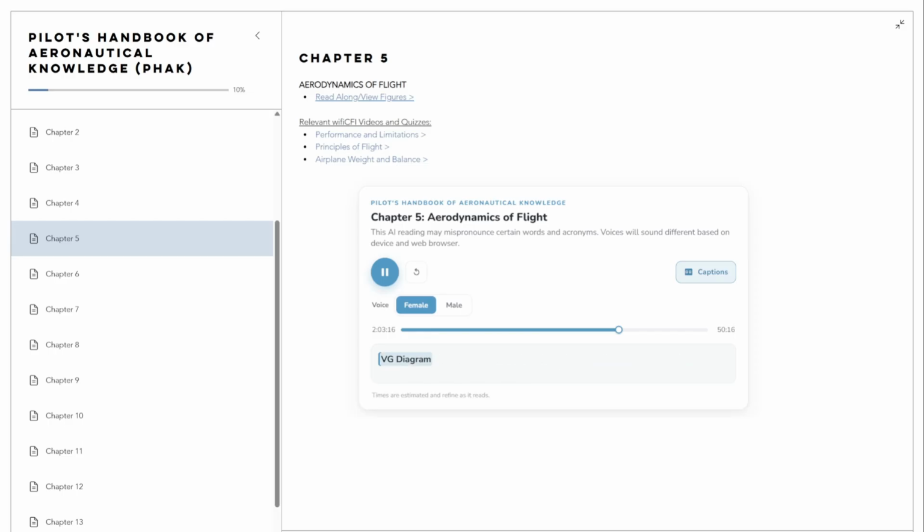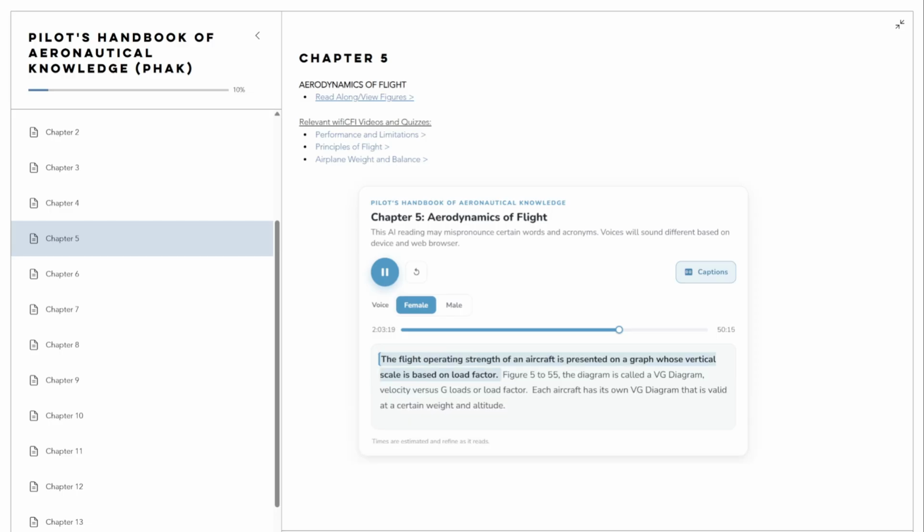VG diagram. The flight operating strength of an aircraft is presented on a graph whose vertical scale is based on load factor. Figure 5-55, the diagram is called a VG diagram, velocity versus G loads or load factor. Each aircraft has its own VG diagram that is valid at a certain weight and altitude.